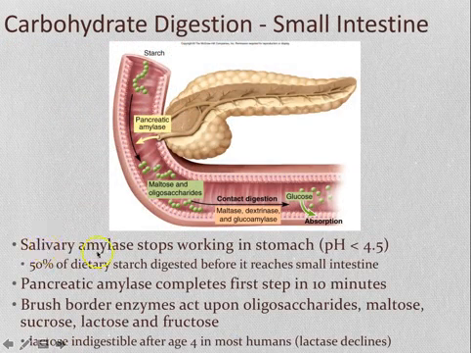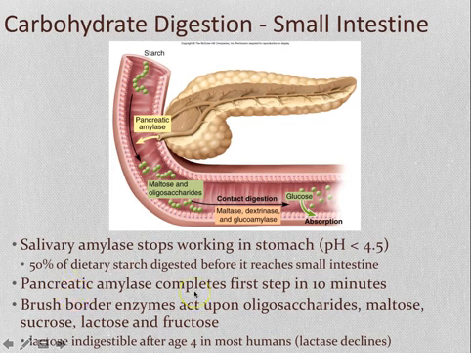Okay. So again, as I mentioned, salivary amylase stops working in the stomach. Pancreatic amylase completes the last part of carbohydrate digestion in about 10 minutes. And then those brush border enzymes, you're seeing them right here, are going to help break those things down after the duodenum. And this is what I was just telling you about, lactase and lactose intolerance.